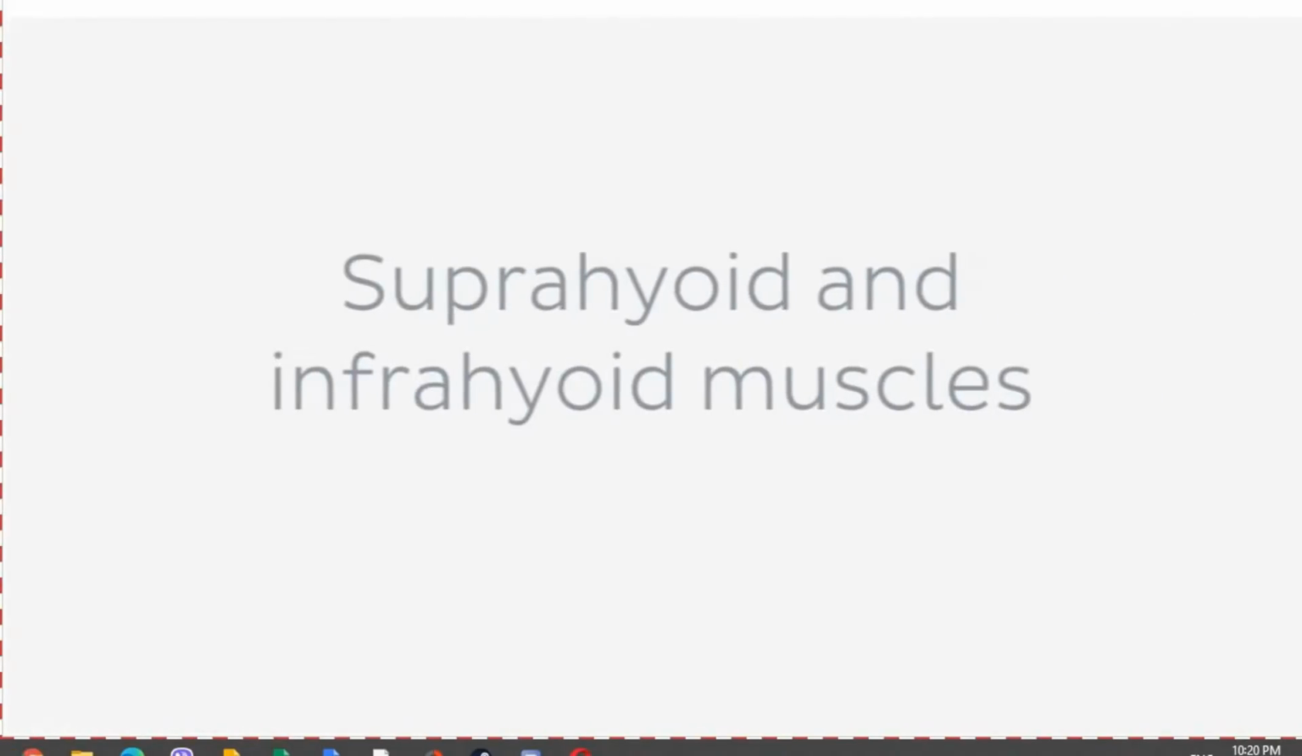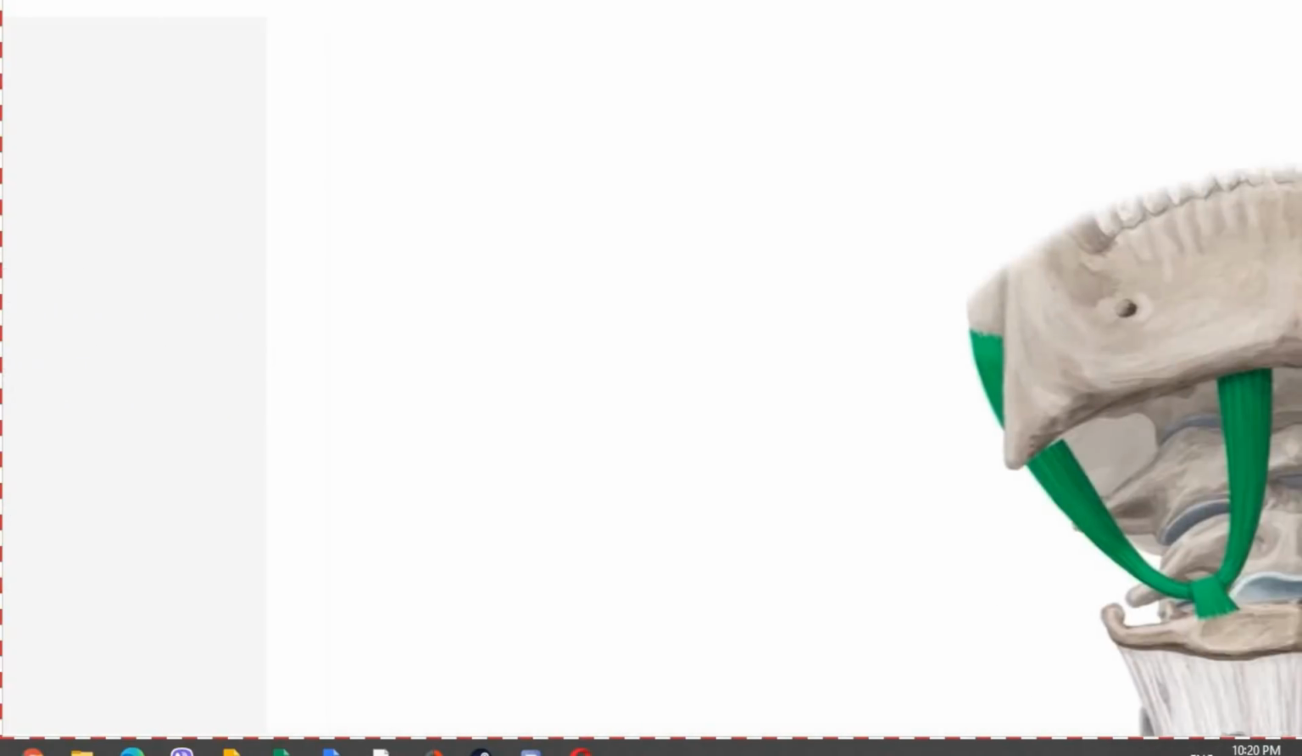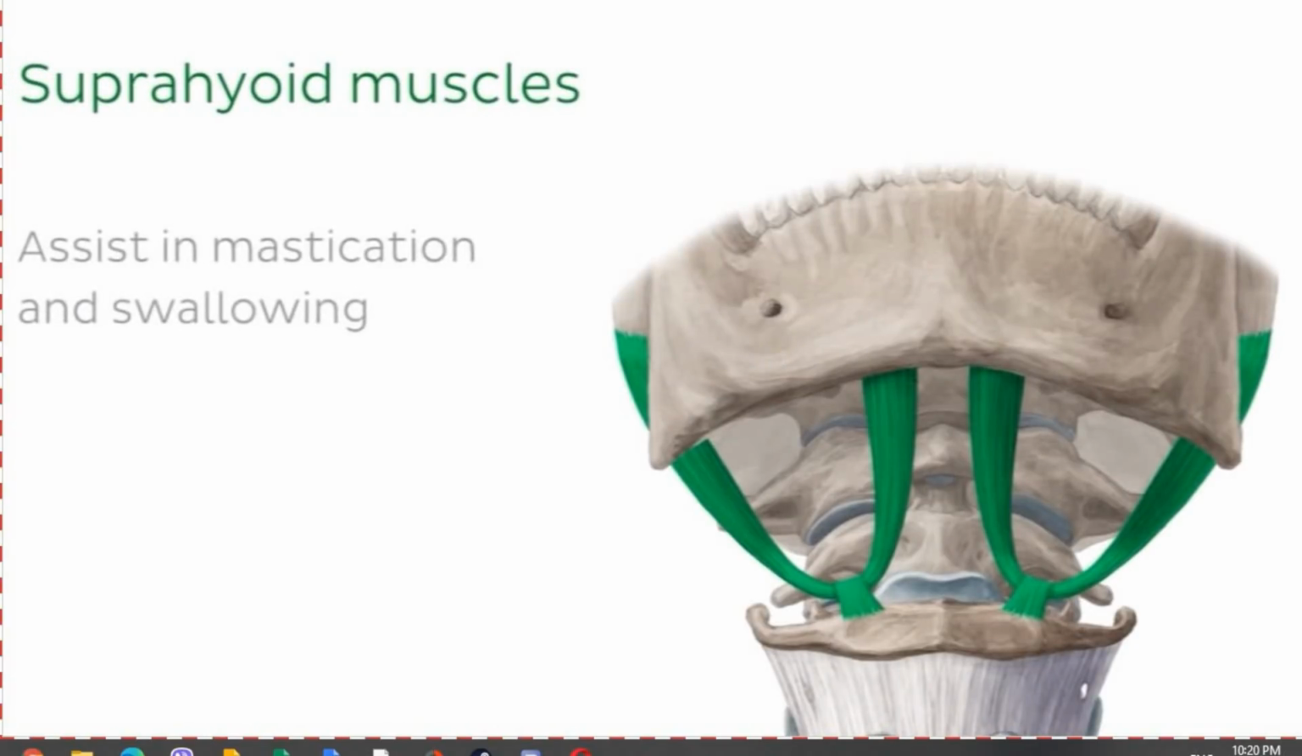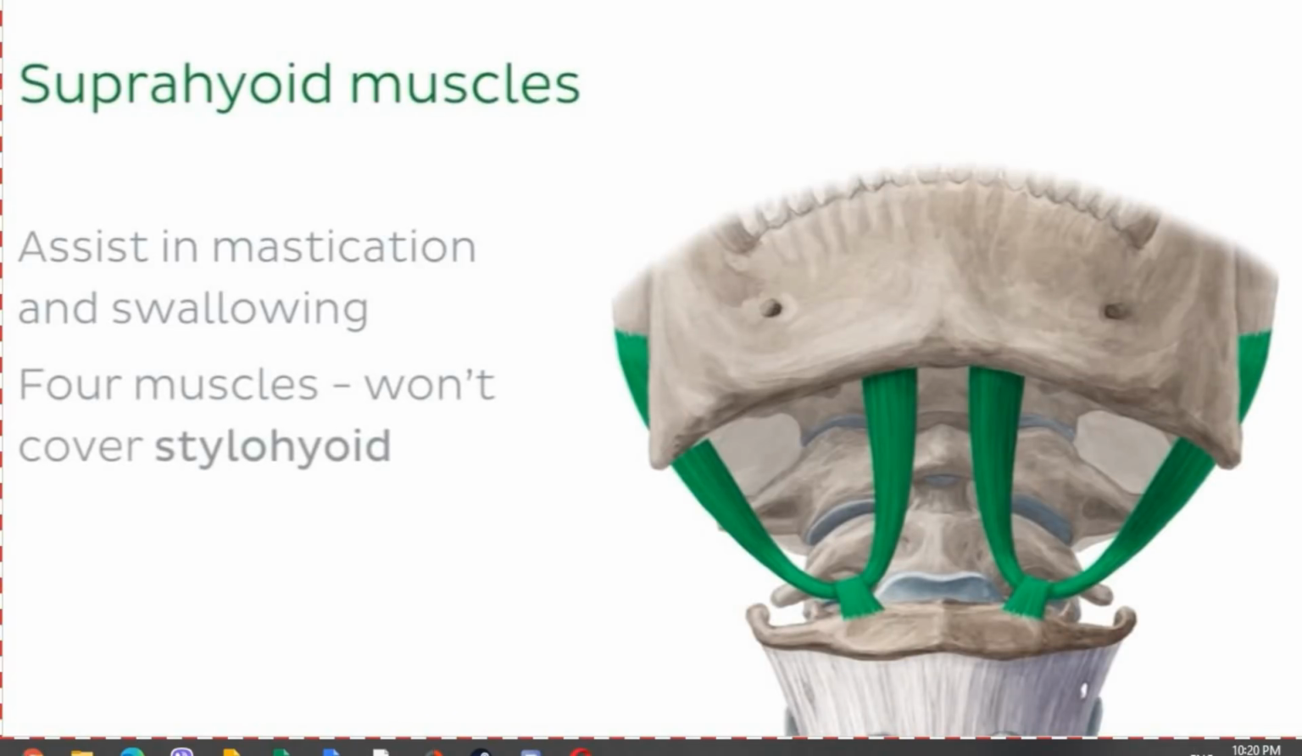Now that we've finished looking at the muscles of facial expression, let's look at the suprahyoid and infrahyoid muscles, beginning with the suprahyoid muscles. The suprahyoid muscles assist in both mastication and swallowing. There are 4 suprahyoid muscles, however we'll only cover 3 of them in this tutorial, with the stylohyoid muscle being covered as a separate tutorial. Let's begin by looking at the digastric muscle.